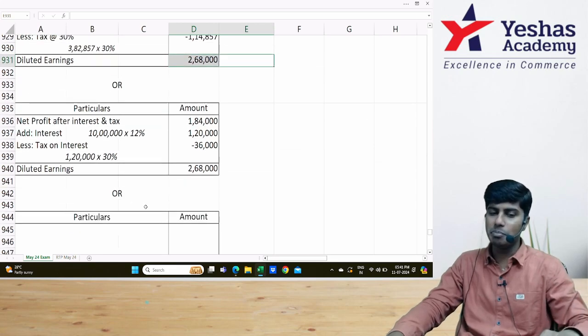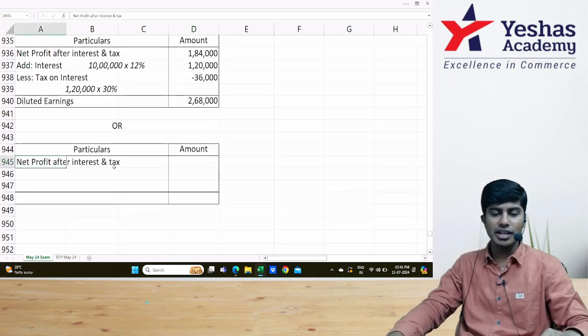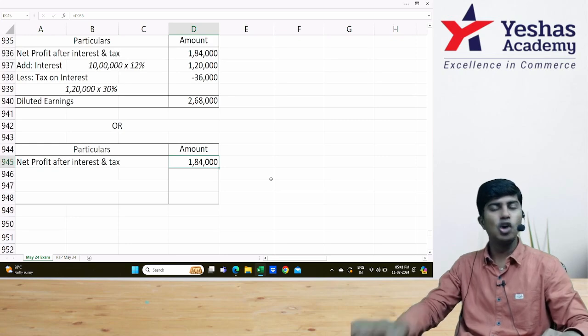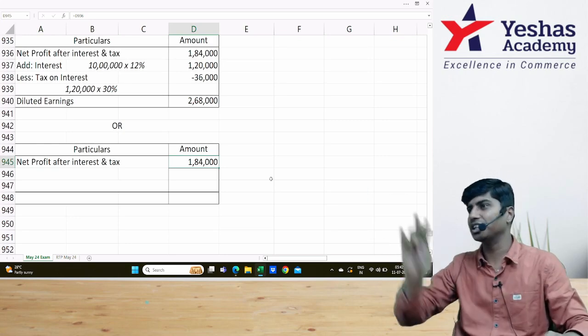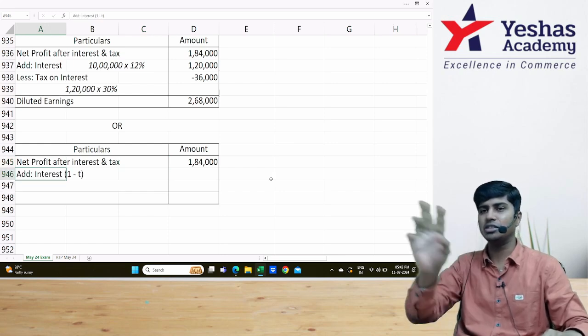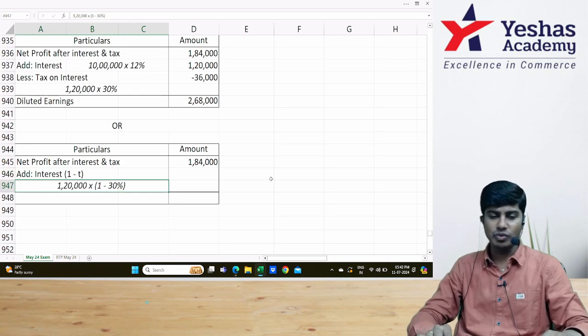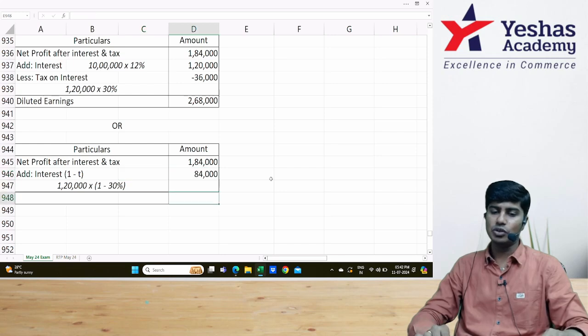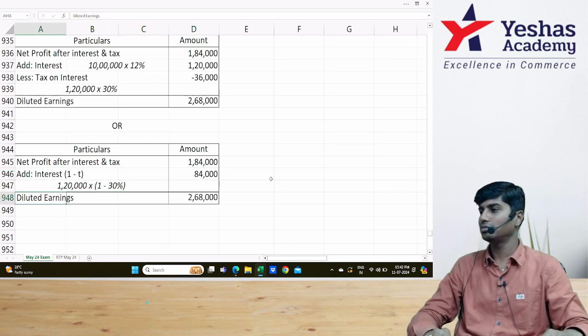I'll show you an even simpler method. All you can do is take net profit as 1,84,000. Do interest into 1 minus t straight away. Interest into 1 minus tax rate, that is interest minus tax savings. Interest is 1,20,000 into 1 minus 30%. That is 84,000. If you add back, you get 2,68,000.